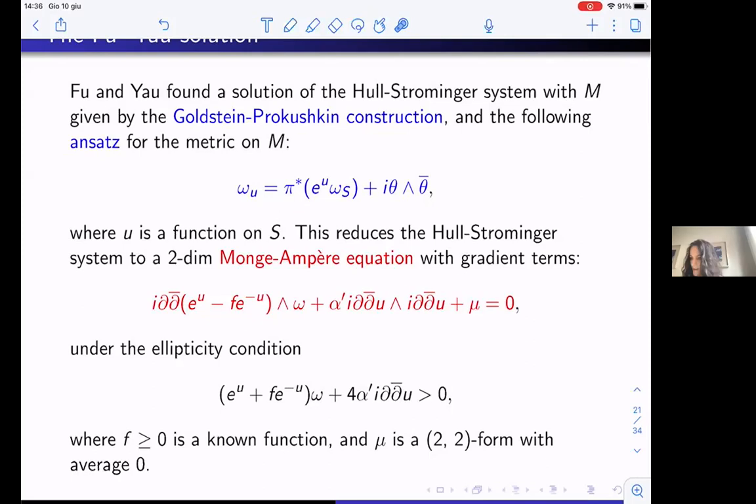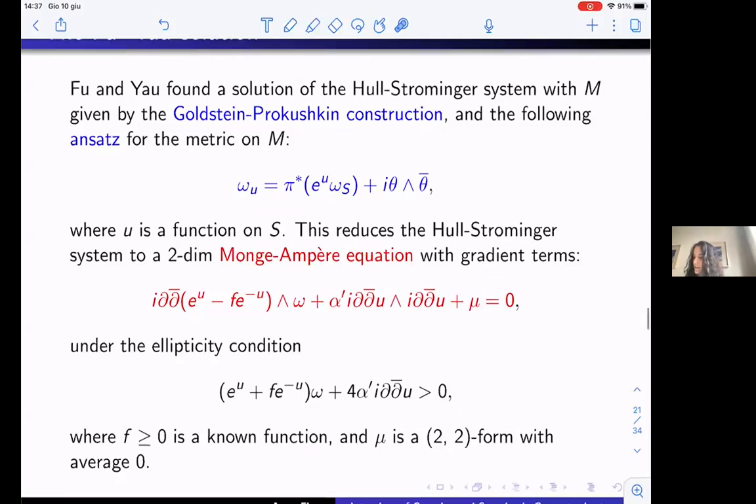And then the idea here, of course, is not so easy. I will describe it in an easy way: it is to reduce everything, the system, to a two-dimensional Monge-Ampère equation with gradient terms, which is of this type. Of course, you have a positivity condition that is given for the metric omega u, which is given by this condition. And f is just a null function, and you have a (2,2)-form with average 0 with respect to the metric. That's the thing.